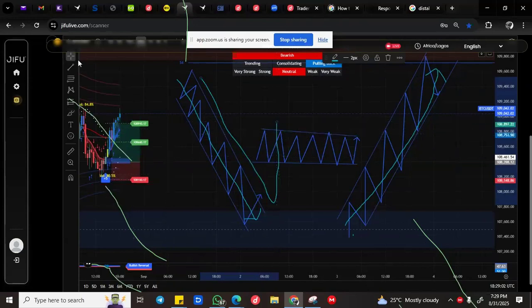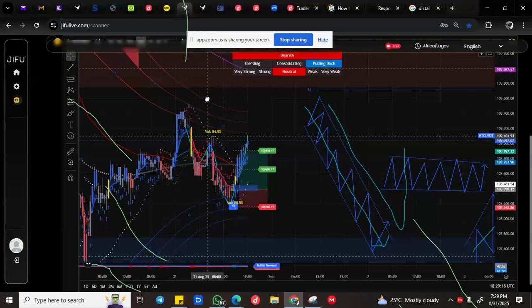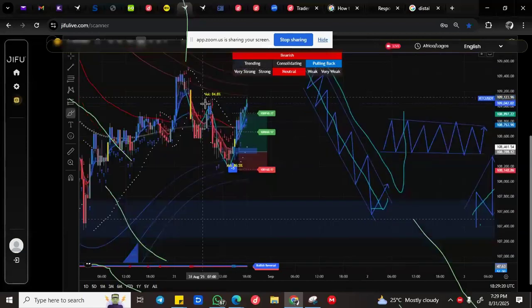Now let me show you live stuff. It is bearish over here. Boom, bearish, but what? Pulling back. Do you get it? Bearish, pulling back to the upside? That's how we got the signal.